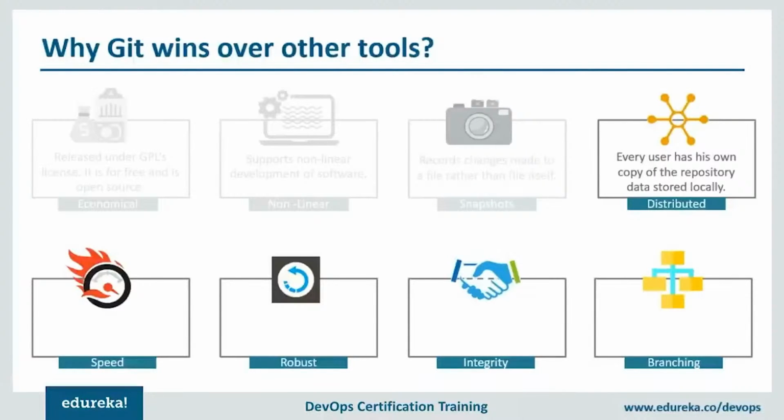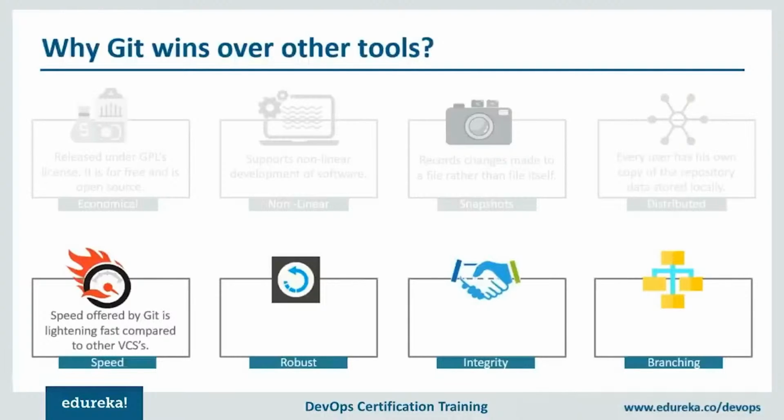Now, after that, in the list, we have Git offering a distributed architecture. As Git is a distributed version control system, every user has their own copy of repository data stored locally. So no changes are made to the central repository unless and until they are pushed from the local repositories. So this is one of the biggest advantages of why Git wins over the other tools.